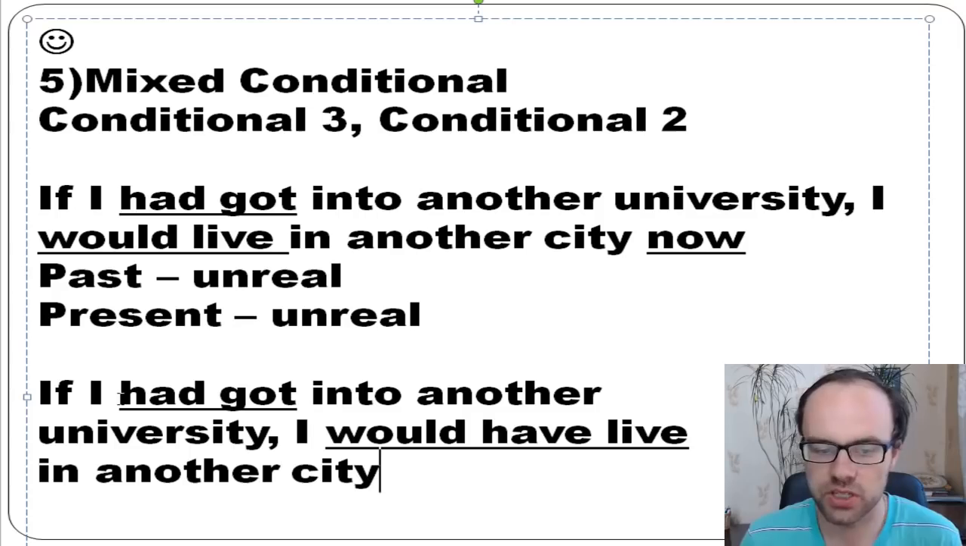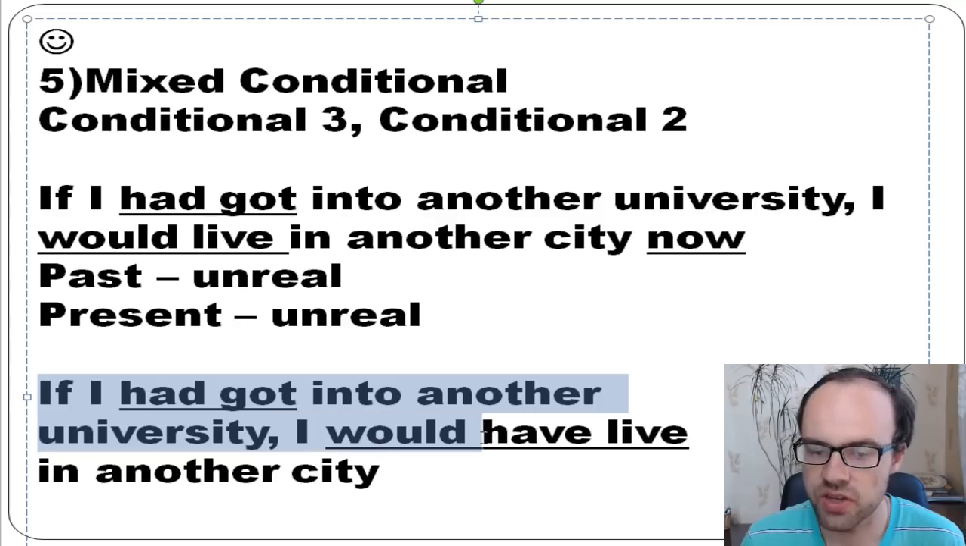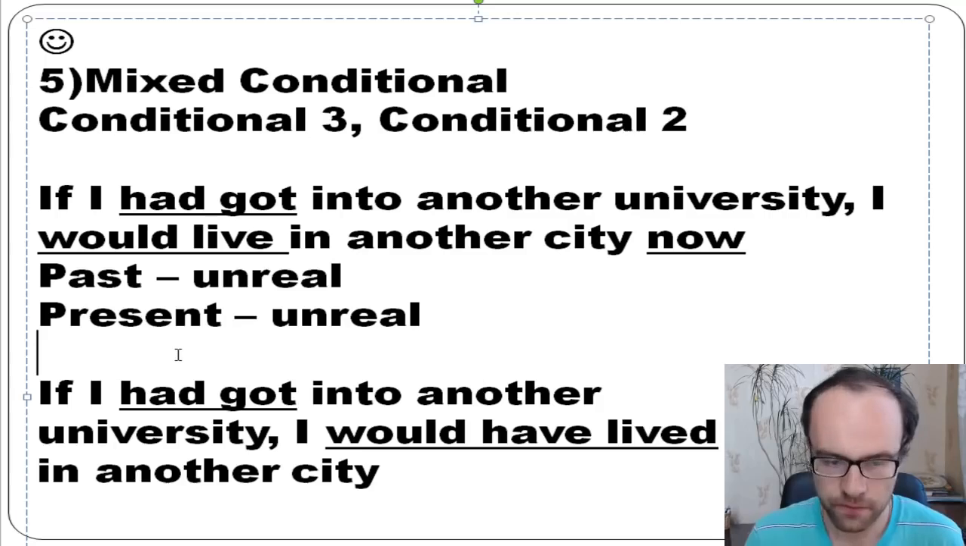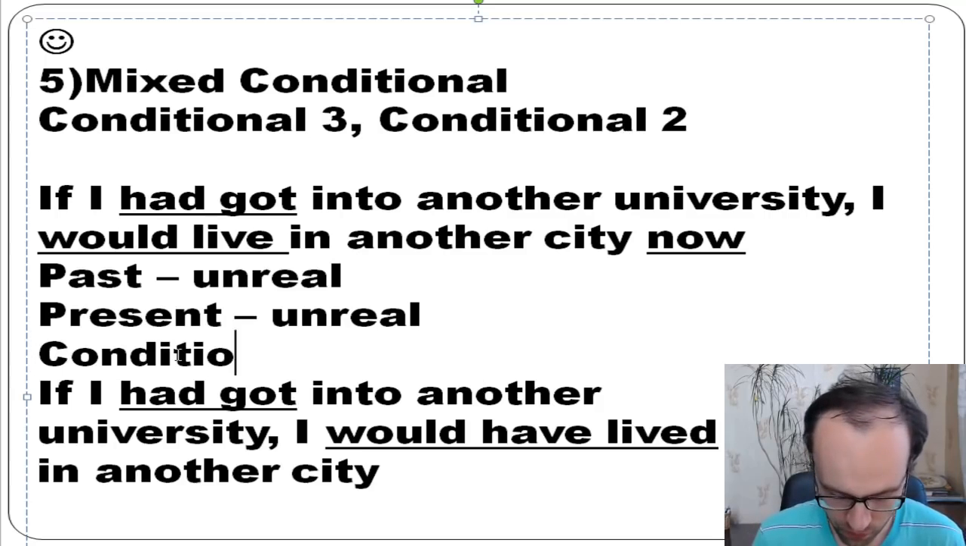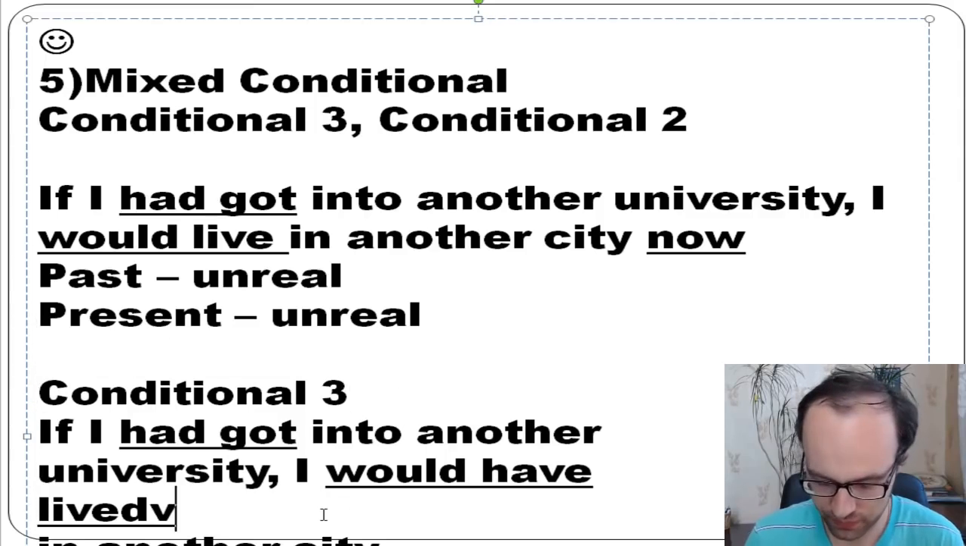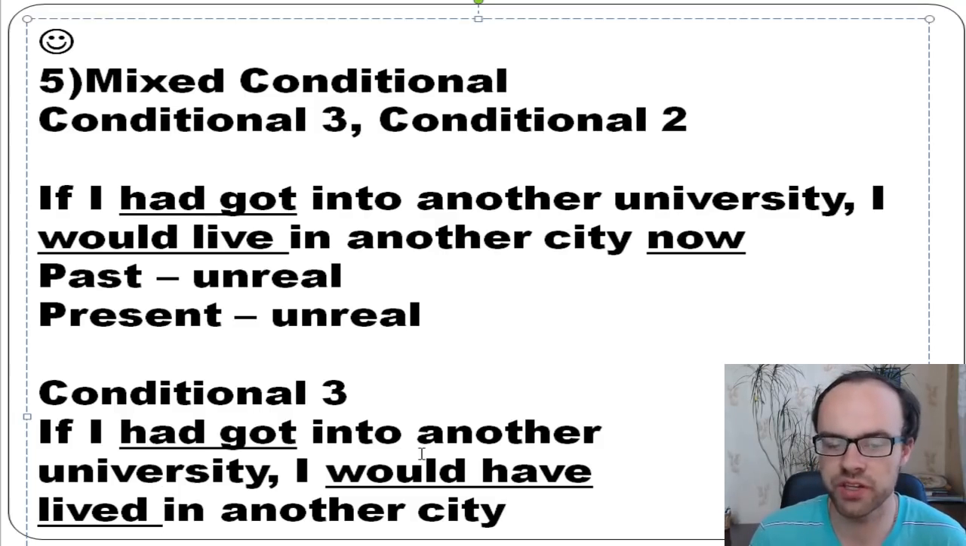So if it's about the past, if the first part of the sentence is about the past and the second part is about the past, you can use the third conditional for both parts. Please have a look. If I had got into another university, it's about the past, I would have lived in another city. So it means not now. We don't know what is now. It's about the past.